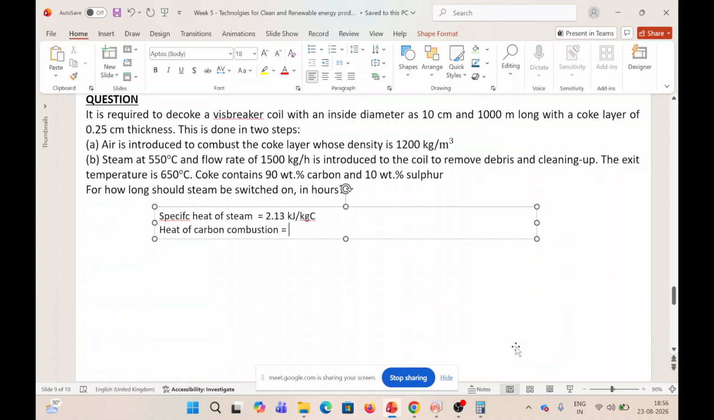version is 32,770 kilojoule per kg, and heat of sulfur combustion is 9,300 kilojoule per kg. So with this, you are supposed to calculate how long should the steam be switched on for the process, or for the combustion to occur.